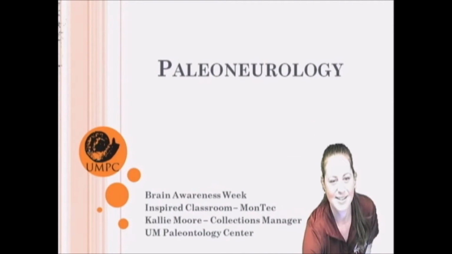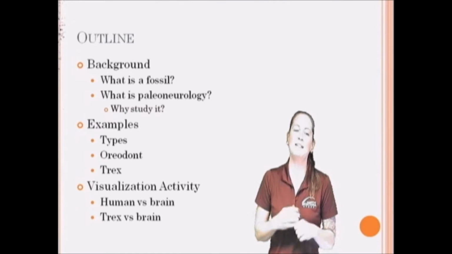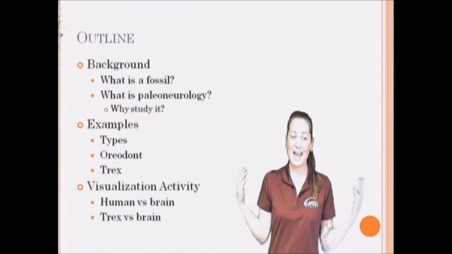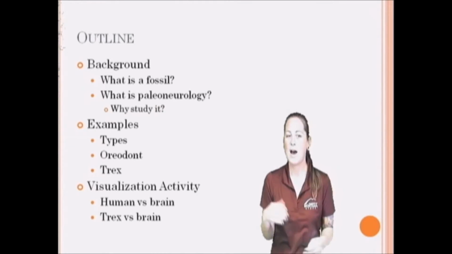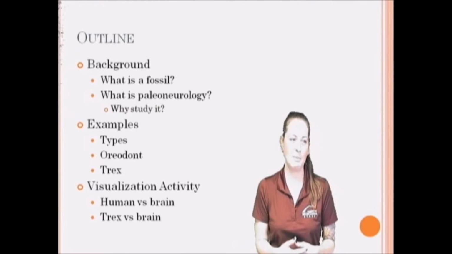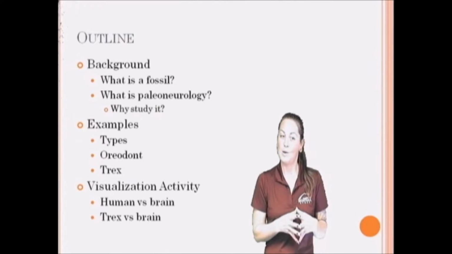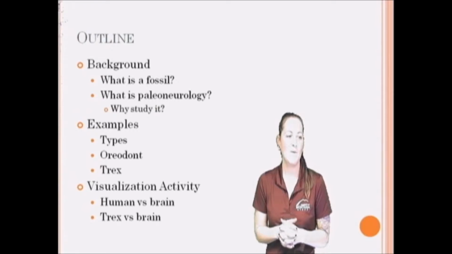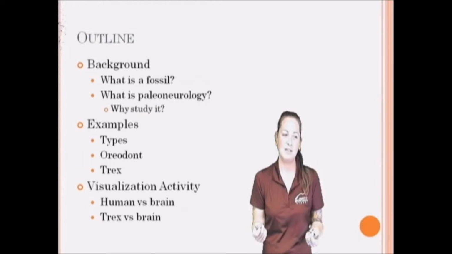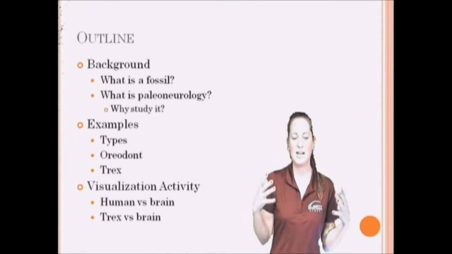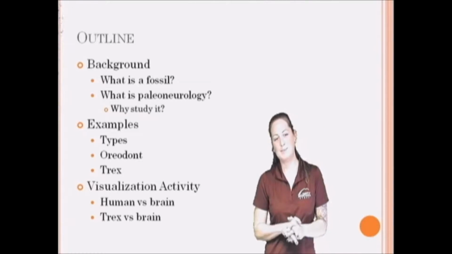All right, well, let's go ahead and get started. This is the basic outline. This is where we're going to go today. I'm going to do a little background. So what is a fossil? What is paleoneurology? I guess I forgot to tell you today we're looking at paleoneurology. And why do we study it? Why is paleoneurology important? I'm going to show you some examples. There's different types of paleo brain, so a hint, and then Oreodont skull, and then we'll talk about T-Rex. Then hopefully we'll have enough time to do a visualization activity to get you guys to realize how big T-Rex was and maybe not so much how big his brain was.